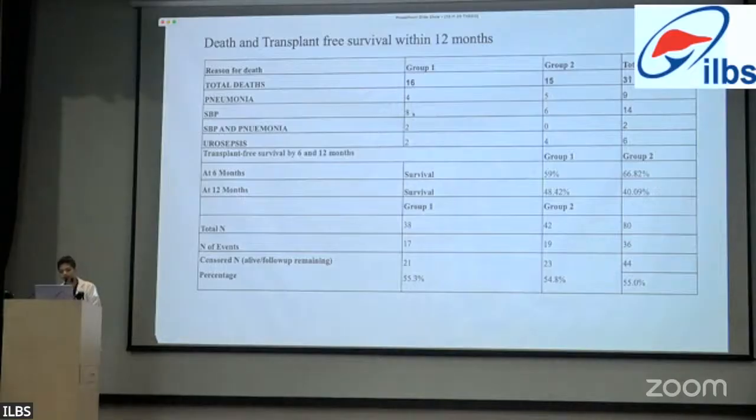There were 10 deaths due to SBP in group 1, and there were 6 deaths due to SBP in group 2. The other causes of death were non-SBP deaths. There were 4 in the rifaximin arm and 5 in the norfloxacin arm, and urosepsis 4 in the norfloxacin arm and 2 in the rifaximin arm.